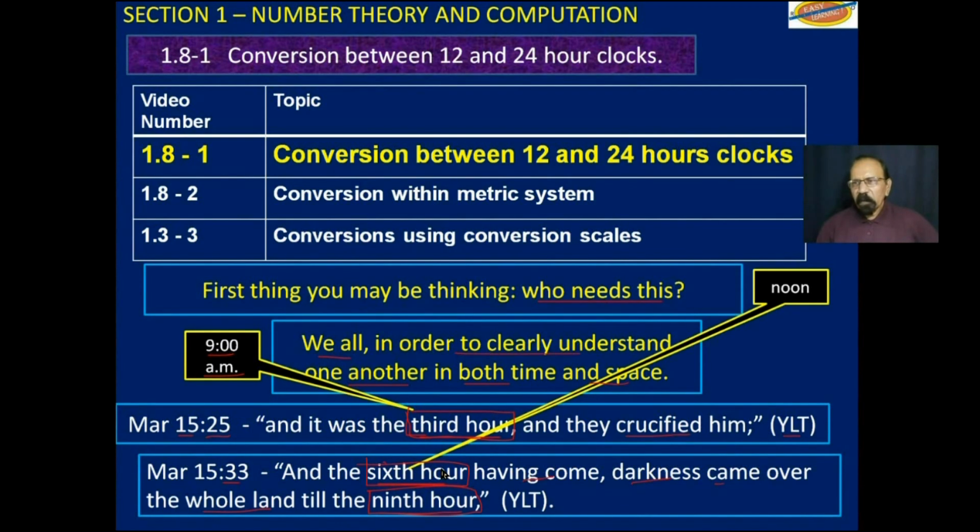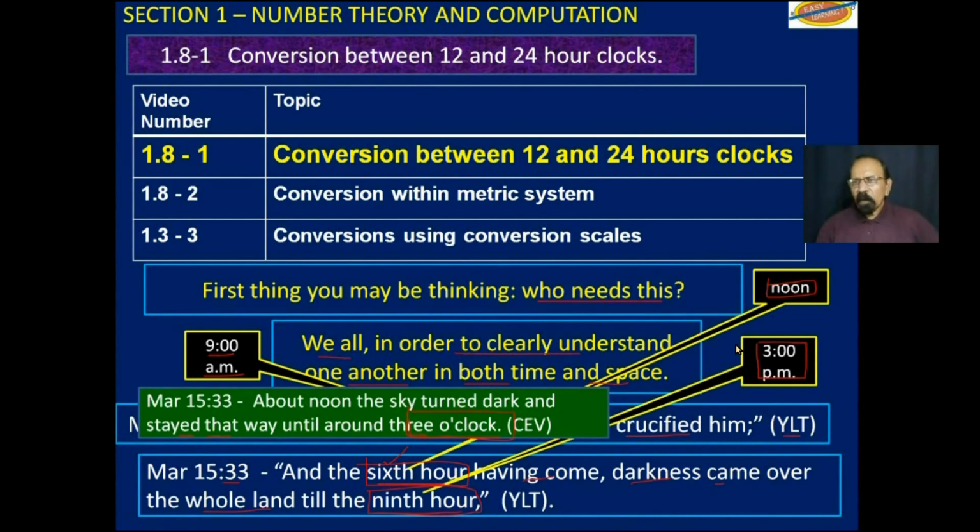And the 6th hour here is actually noon, midday. And the 9th hour is 3 p.m. Now that you know that, it makes sense. One other translation, the Contemporary English Version, says, "About noon the sky turned dark and stayed that way until around 3 o'clock." Now, if it's from noon to 3 o'clock, we know that must be 3 p.m.